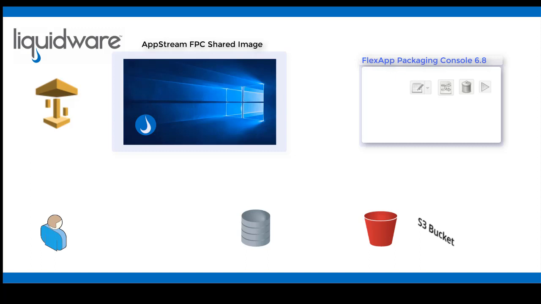This new FlexApp packaging console shared image contains all runtimes and best practices per prerequisites immediately at logon in a repeatable process. This advancement will drastically increase enterprise FlexApp packaging efficiency. Once logged into the new Liquidware shared image, the administrator launches the FlexApp packaging console to follow the standard process. When finished, the new FlexApp layer is automatically stored on S3 and is ready to be published from the AppStream management console.